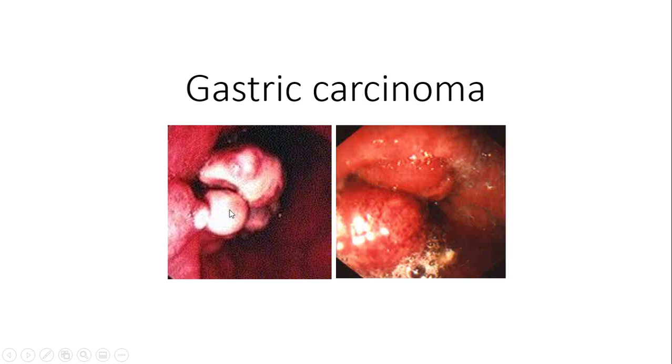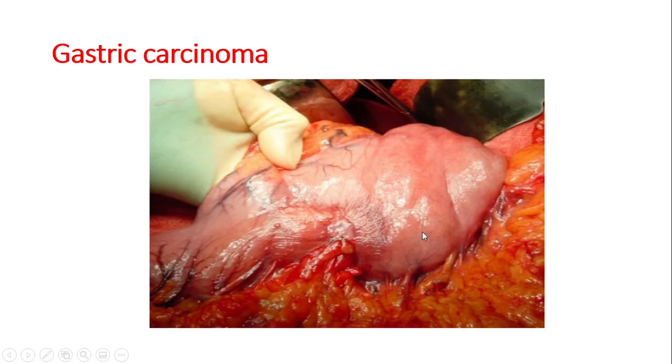Gastric carcinoma, fungating or polypoidal or cauliflower. Here obstruction and bleeding can be seen. Another picture showed gastric carcinoma.